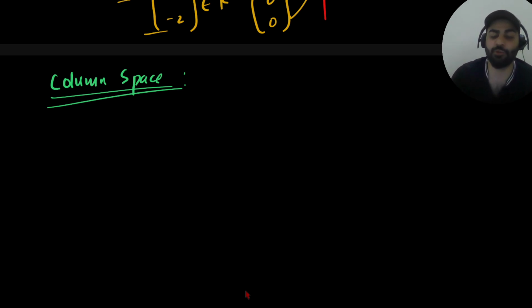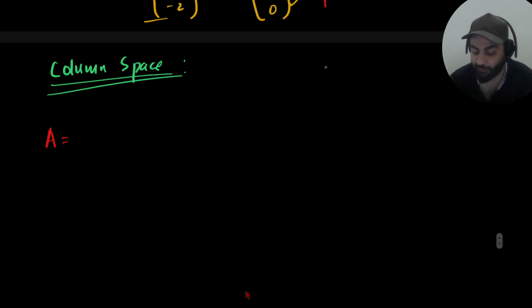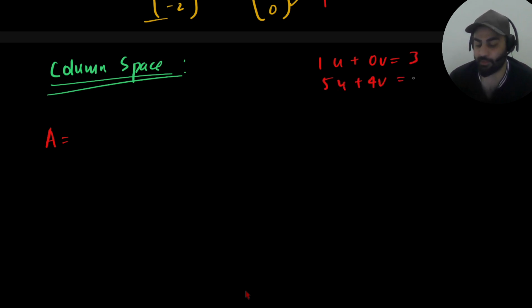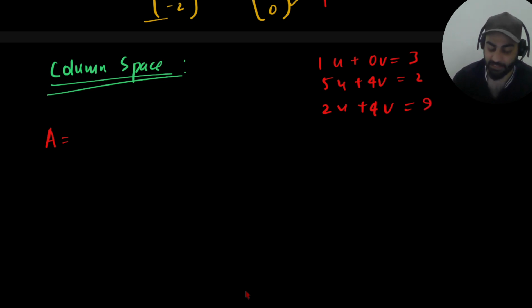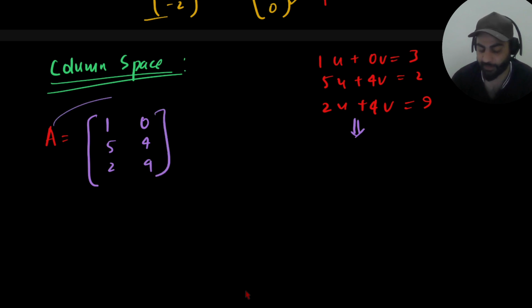Okay, so as you know, if we have a matrix A, we can write those equations. Let's suppose we have equations like this: 1u plus 0v is equal to, let's suppose, some 3. Then 5u plus 4v is equal to some 2, and 2v plus 4v is equal to 9. So we can get only the coefficients from this A. So A will be 1, 5, 2, 0, 4, 4. This will be the coefficient matrix from these equations.